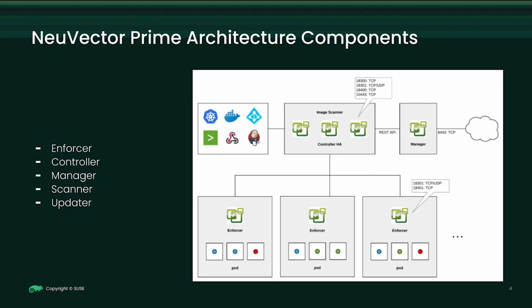The NeuVector solution contains 5 types of security containers. The first one is Enforcer, which is a lightweight container for enforcing security policies. It's deployed as daemon set on each node in the Kubernetes cluster. The second component is Controller, which manages the NeuVector Enforcer containers. A production environment requires highly available controller deployment configurations. Three controllers are the default in the Kubernetes production deployment.